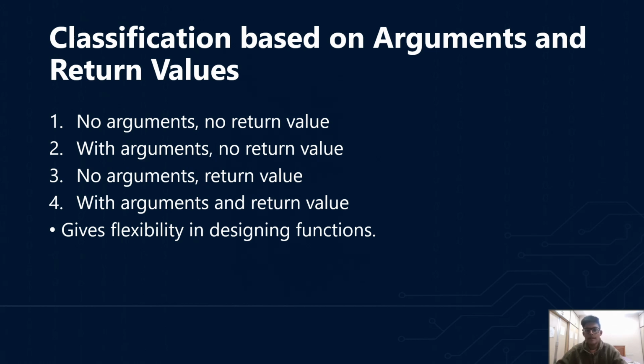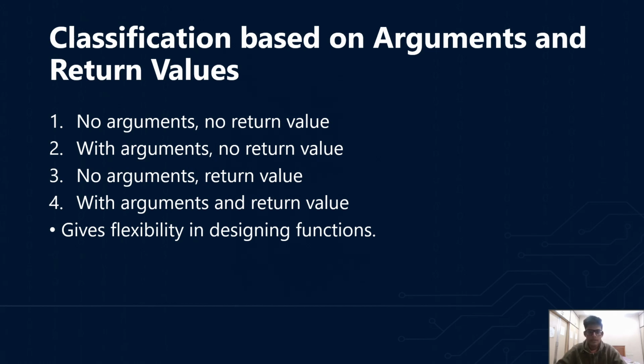Functions can also be classified based on whether they take arguments and whether they return a value. There are four types: functions with no arguments and no return value. For example, a simple function that just prints a message. Then, next, functions with arguments but no return value. For example, a function that takes two numbers and prints their sum.